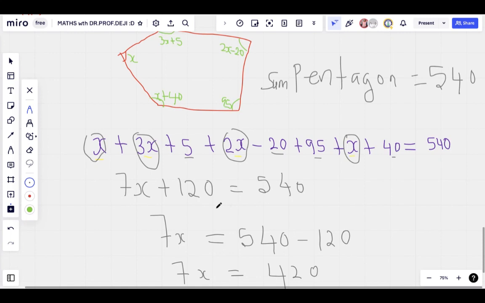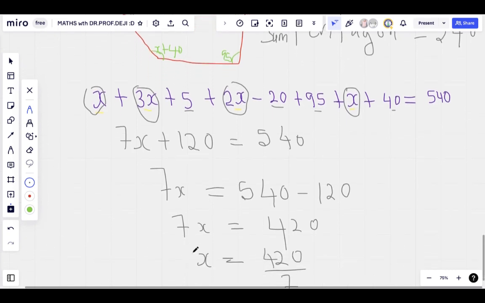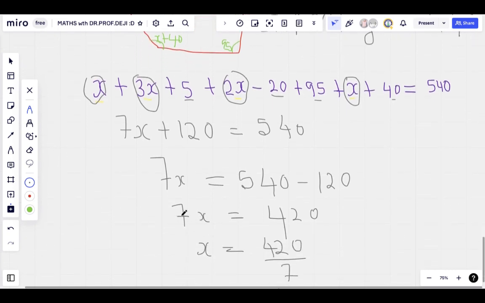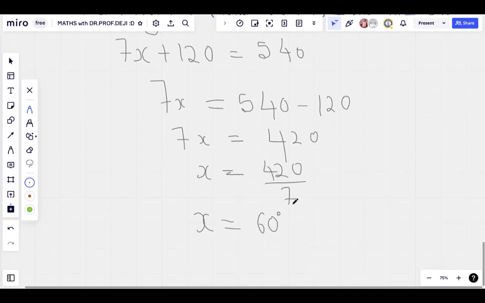So 7x plus 120 equals 540. Subtract 120 from both sides. Only 7x is left on the left side, and on the right side, 540 minus 120 leaves 420. To find x, since 7x is 7 times x, you have to divide both sides by 7. 420 divided by 7 gives 60. So that's how we got 60 here.